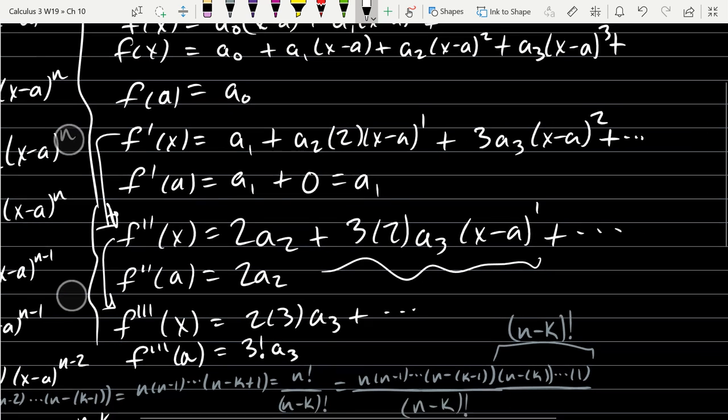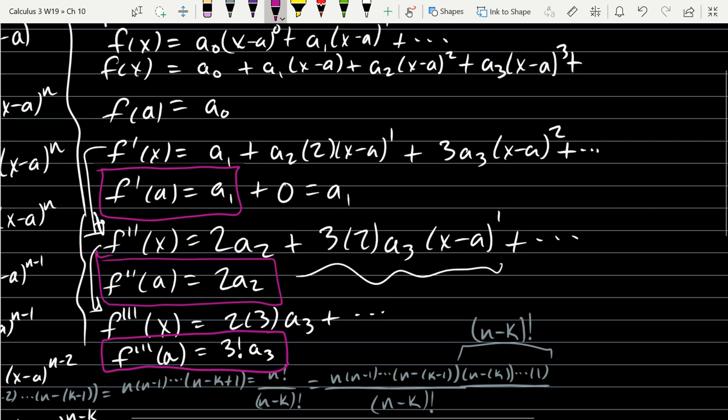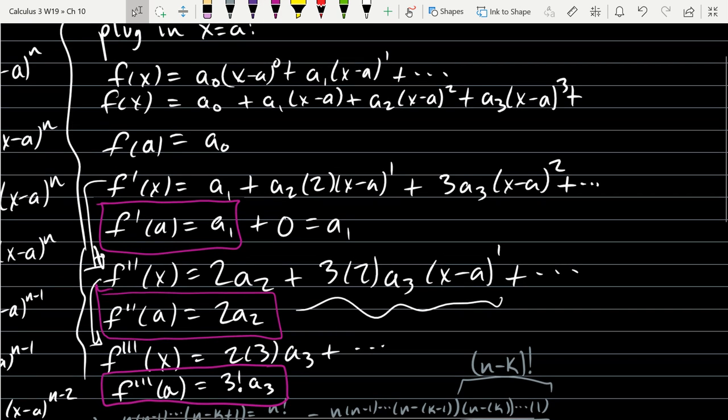All right, once you see these, I'll put some boxes around them. There's a lot up there. This is really like reading a blackboard, old school. F prime. Now if I want to continue this notation.